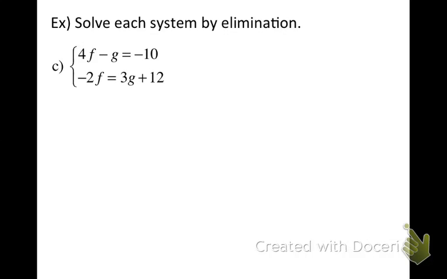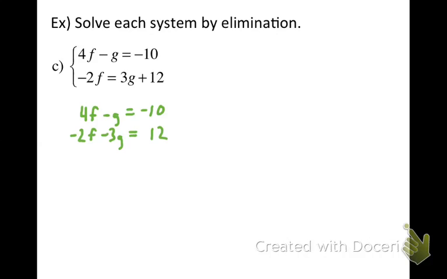So what I want to do first is I want to rearrange one or both of these equations so that I can get all the like terms lined up. And the easiest way for me to do that is going to be to take the second equation and let's put the g's on the left side of the equation. Now I'm going to write the equivalent system to what we have up there, and I'm not changing the first equation at all. So let me just rewrite 4f minus g equals negative 10. And then I'm going to subtract 3g from both sides of the bottom equation. I get negative 2f minus 3g is equal to 12.